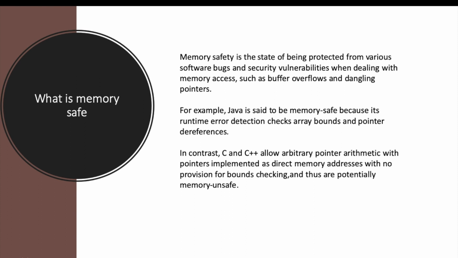For example, Java is said to be memory safe because runtime error detection checks the array bounds and pointers. Suppose in Java you mistakenly define some array boundaries wrongly, at runtime everything will be managed. But in C or C++, arbitrary pointer arithmetic with pointers implemented as direct memory addresses with no provision for bounds checking is thus potentially memory unsafe.